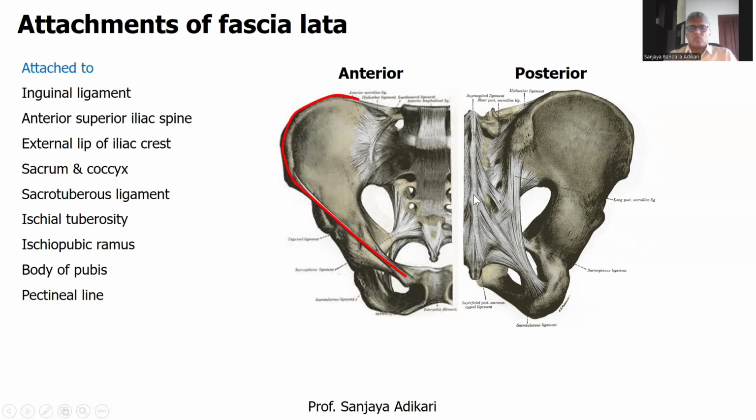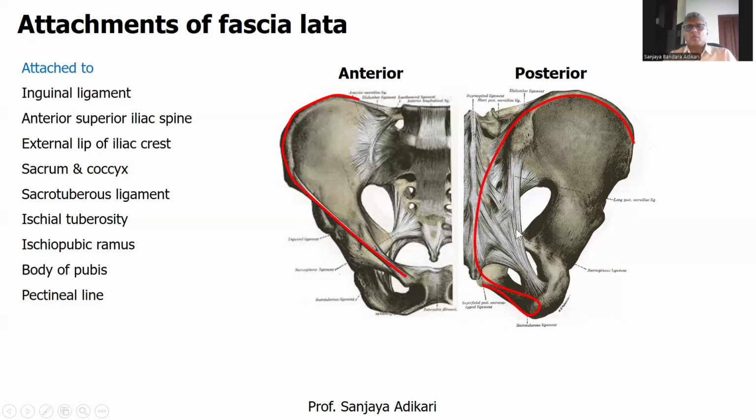So if you look from the posterior aspect, the rest of the attachment, okay, outer lip of the iliac crest, posterior superior iliac spine area, then the sacrum here, then from that to the ischial tuberosity and the ischiopubic ramus, and goes to the anterior side.